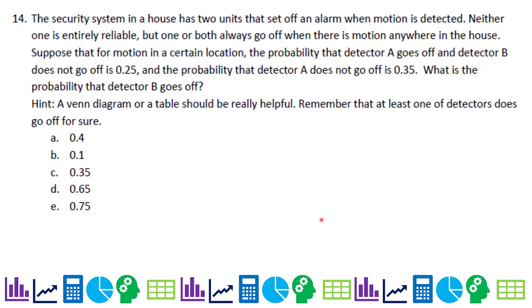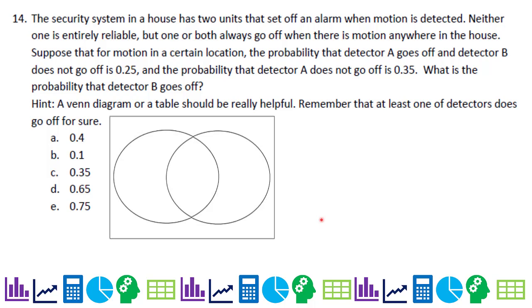The security system in the house has 2 units that set off an alarm when motion is detected. Neither one is entirely reliable, but one or both always go off. That's important to know. When there is a motion anywhere in the house. Suppose that for motion in a certain location, the probability that detector A goes off and detector B does not is 0.25. Probability that detector A does not go off at all is 0.35. What is the probability detector B goes off?